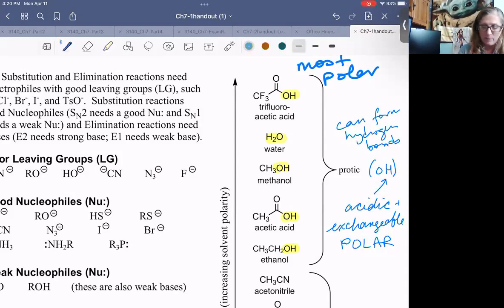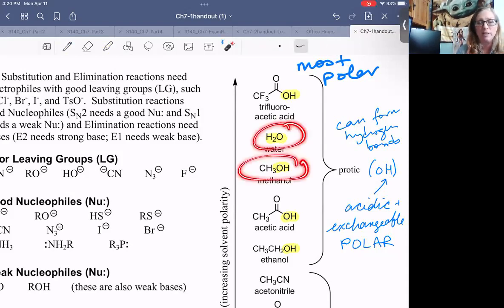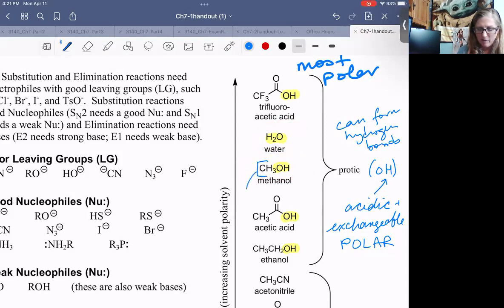Now, hopefully, if we compared a couple of these, like water versus methanol, do you see why water is more polar? Because this methyl group here is nonpolar. So when you add a nonpolar region, because carbon-hydrogen bonds are not polar, that makes it less polar than water, which has just polar OH bonds.